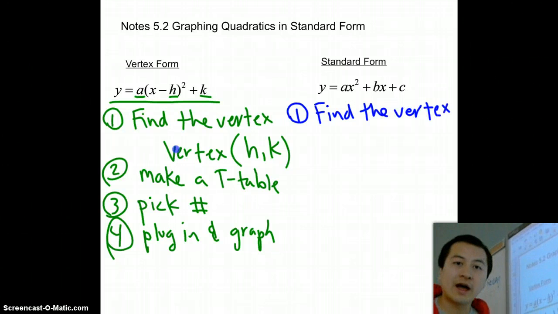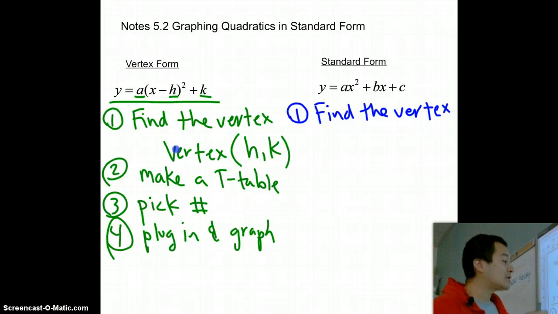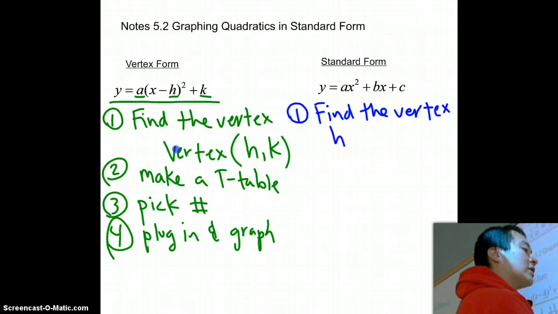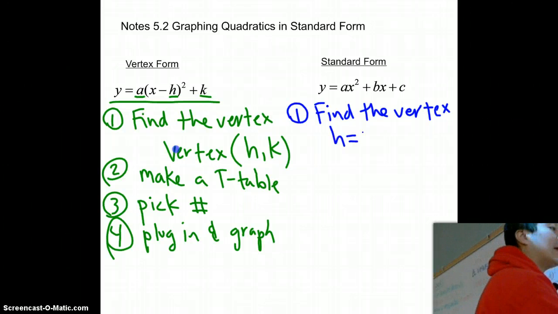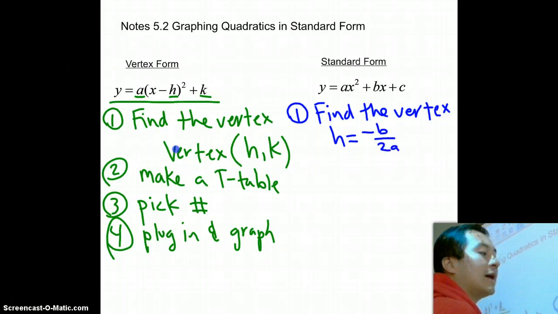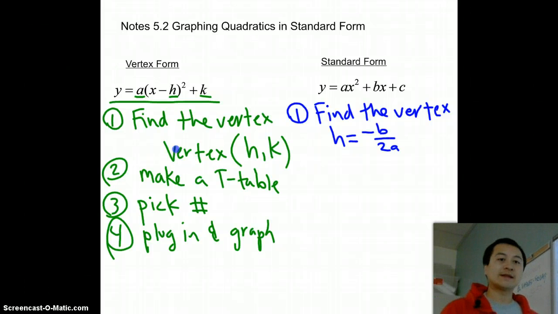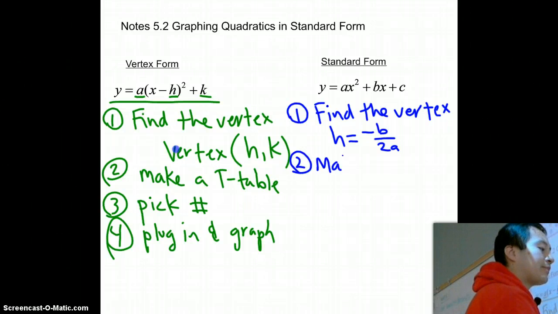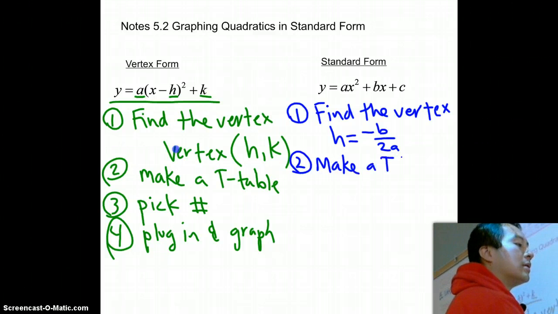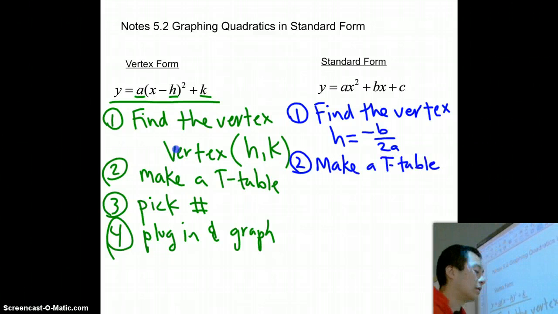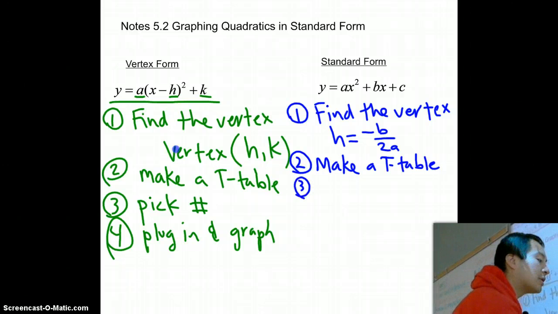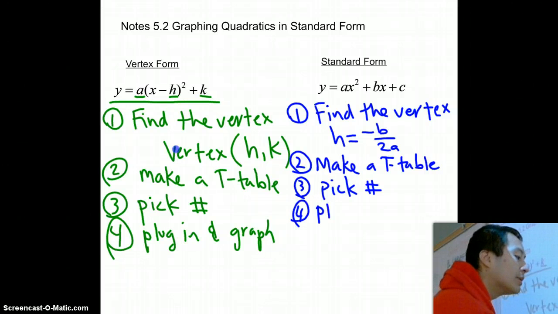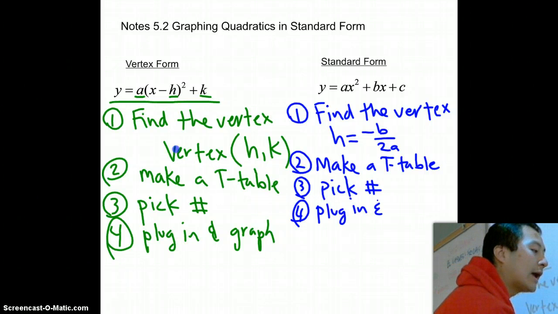First thing you need to do is find the vertex. But finding the vertex is different from here and here. To find the vertex here, we can only find the horizontal shift first, which is -b/2a. Make sure you write that down every time you use it. Next, you make a t-table. Then, you pick your numbers. And finally, you plug in and graph.